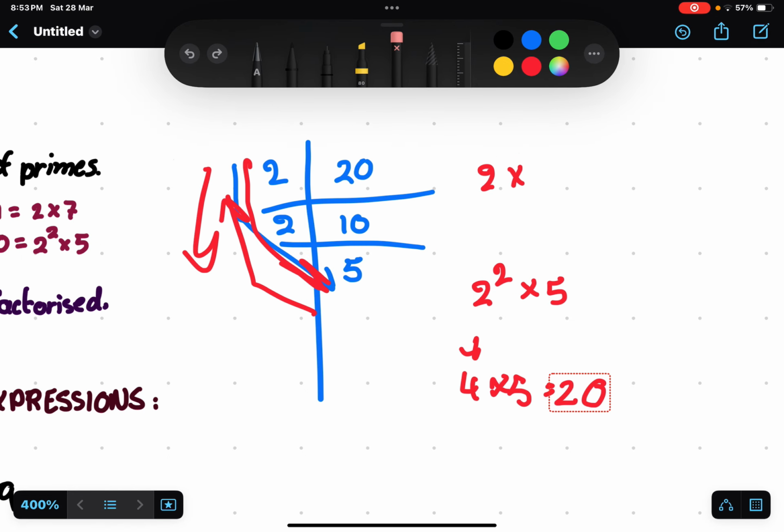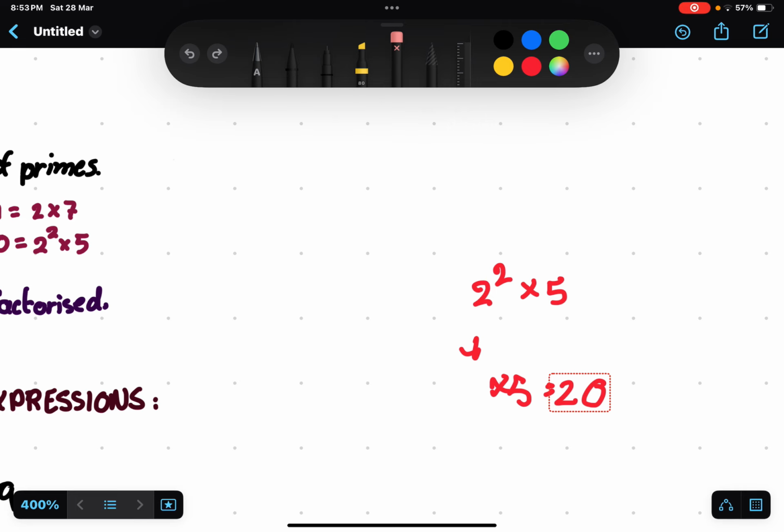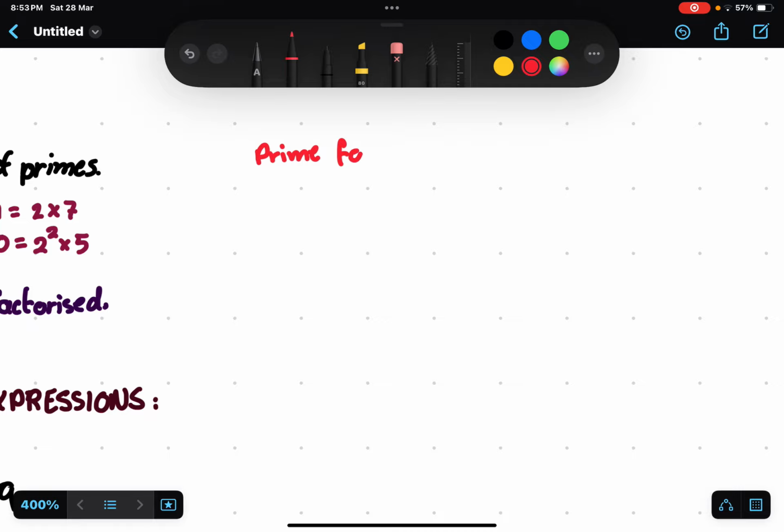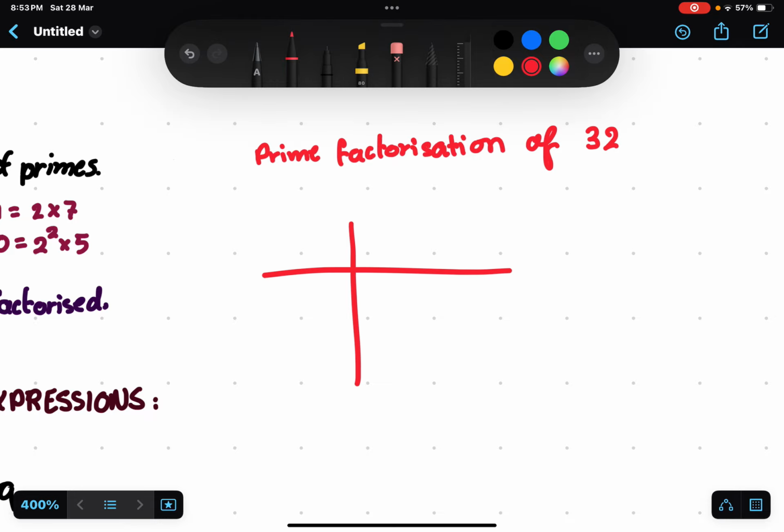I will give you guys one homework question that I want you to put in the comment section below. Can you give me the prime factorization of the number 32? I will give you a hint. We're going to start by making this kind of tree, and we're going to write down 32, and the smallest number, since it's even, is going to be 2. And you go from there.